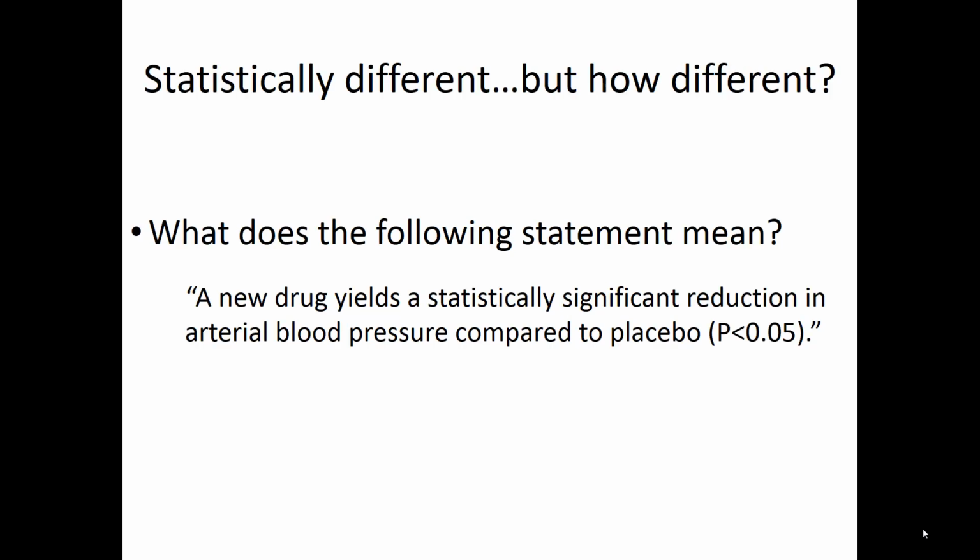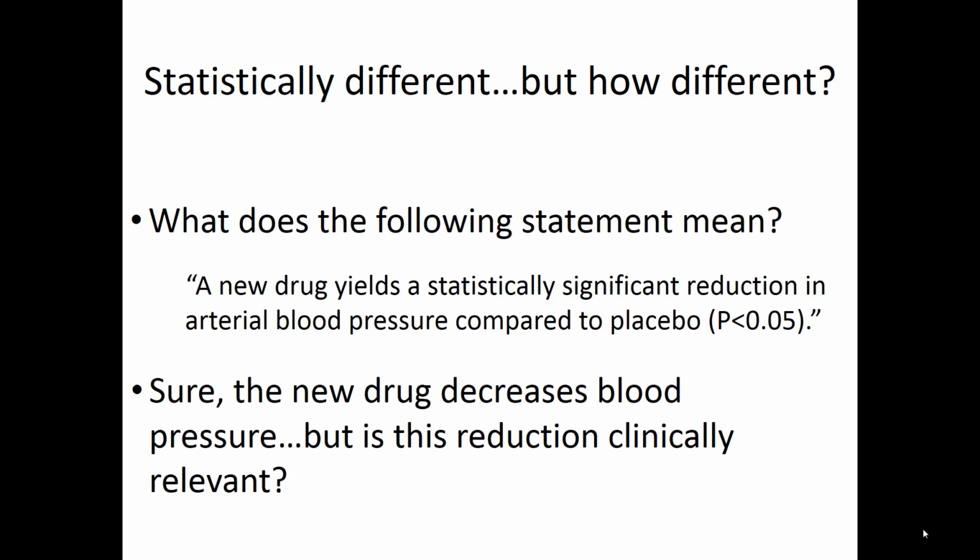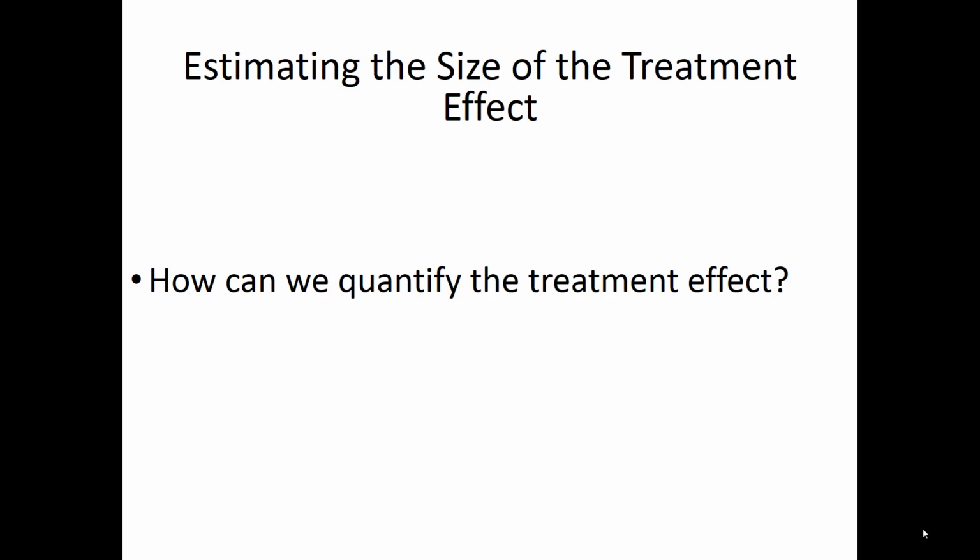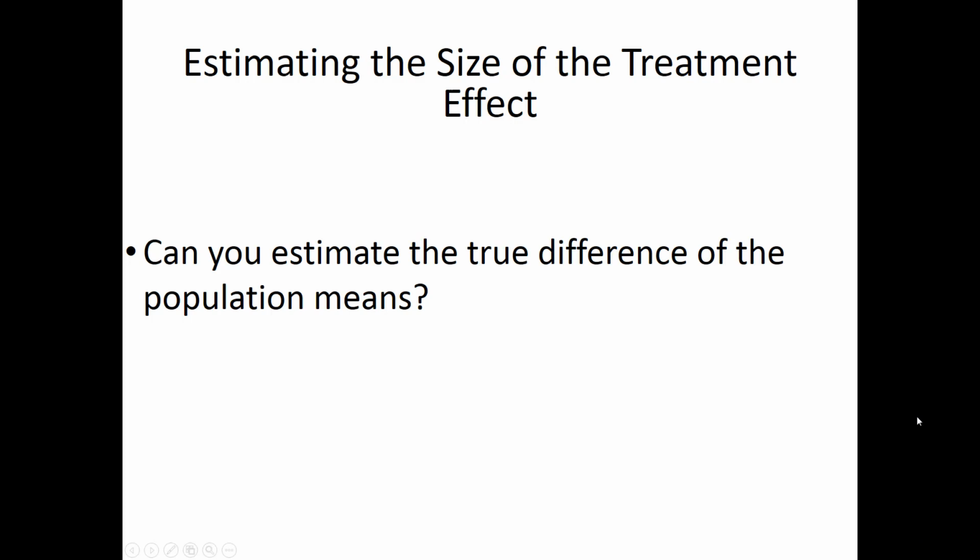What does the following statement mean? A new drug yields a statistically significant reduction in arterial blood pressure compared to placebo with p less than 0.05. The statement suggests the new drug reduces arterial blood pressure, but we do not know by how much or whether this reduction is clinically relevant. So how can we quantify the treatment effect? And can we estimate the true difference of the population means?